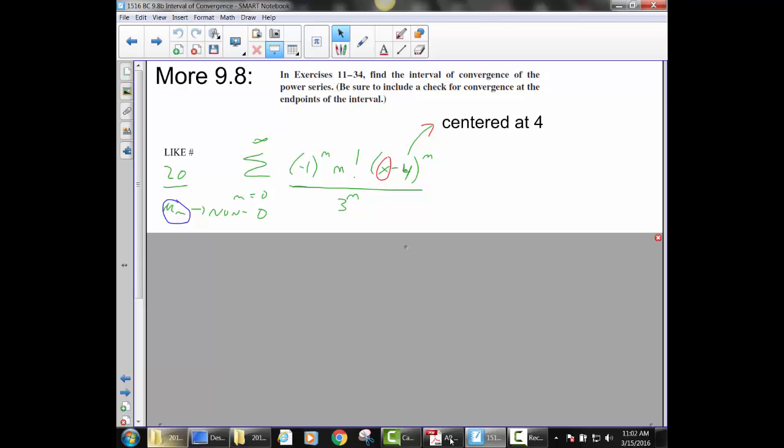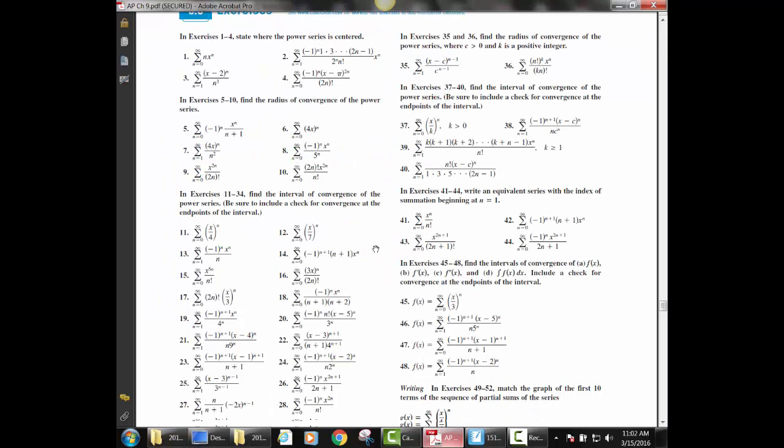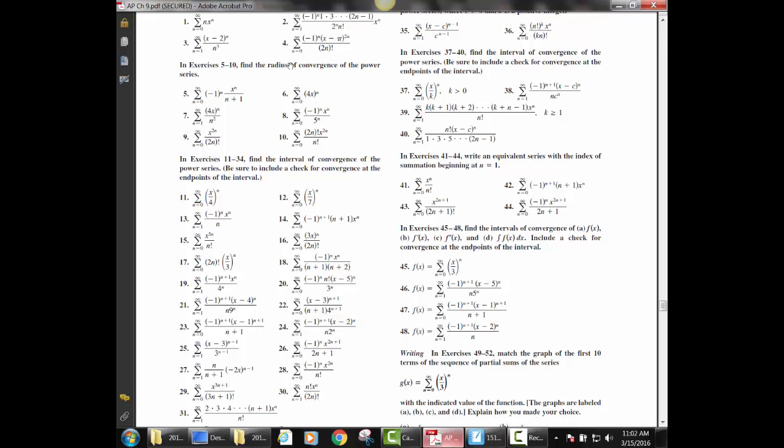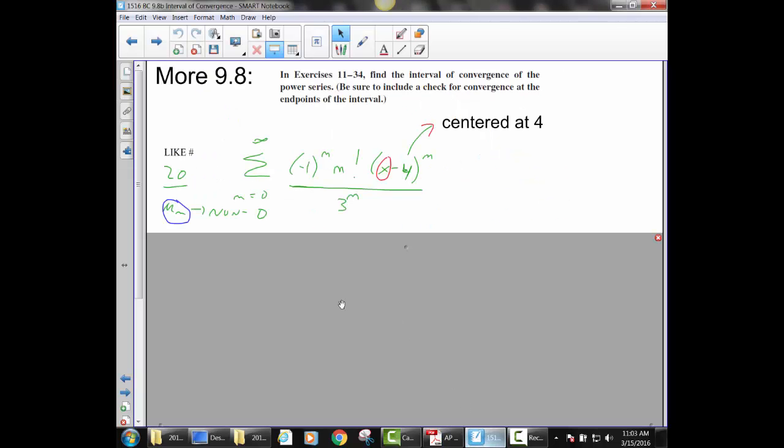Okay, so now in 11 through 13, instead of saying find the radius of convergence, it says find the interval of convergence for the power series. Be sure to include a check for convergence at the endpoints. So you have to decide whether it's inclusive or not inclusive, as far as whether you keep each or both of those endpoints. Okay, so this is like number 20. It's not quite number 20.